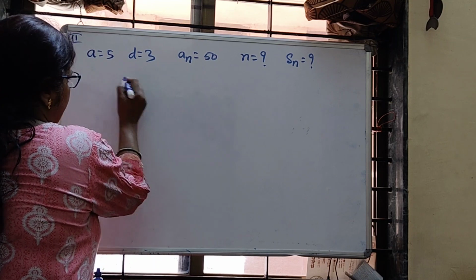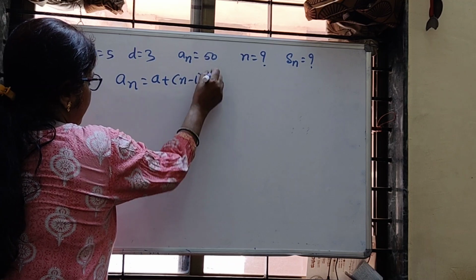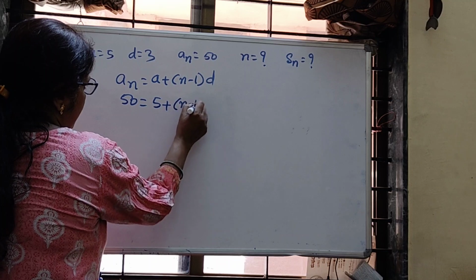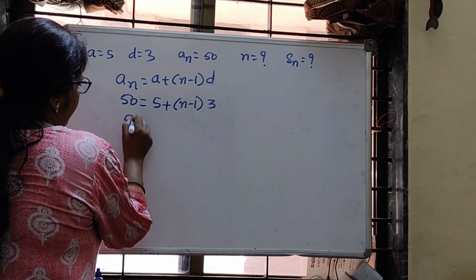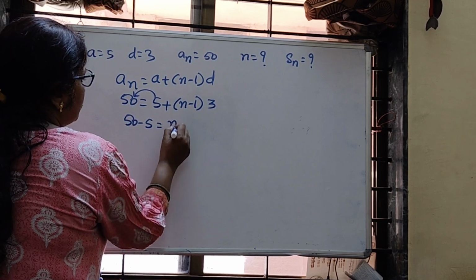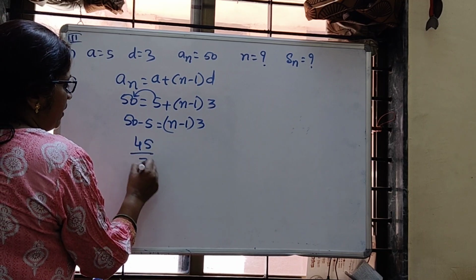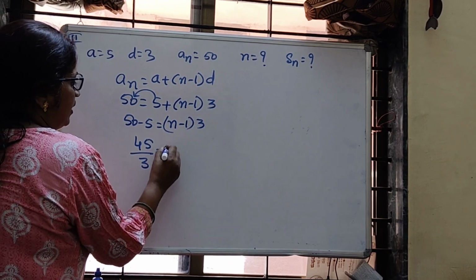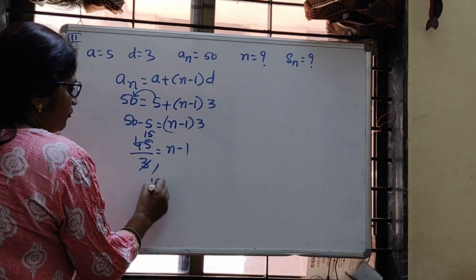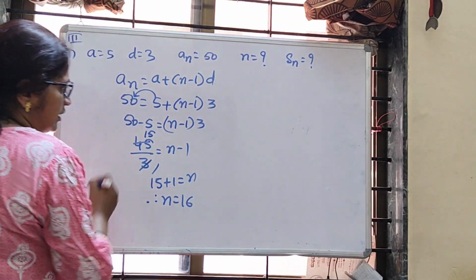First an is given, use the an only, a plus n minus 1 into d. An is 55 plus n minus 1 into 3. So 50 minus 5, if you transpose 5, it is minus 5, is equal to n minus 1 into 3. 45 divided by 3, because here multiplication sign is there, n minus 1. 3 ones are 3, 15s are 45. 15 plus 1 is equal to n, therefore n is equal to 16.